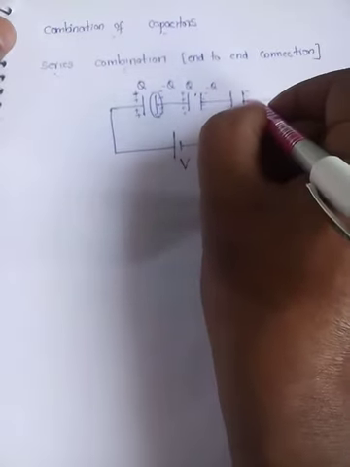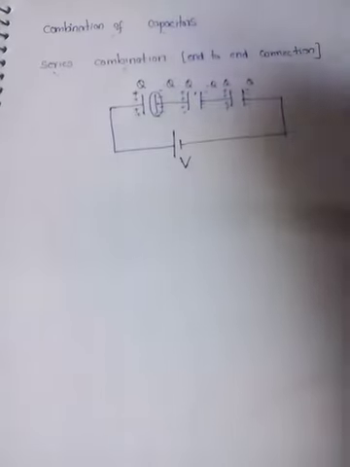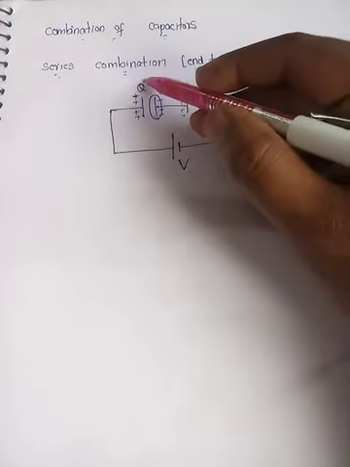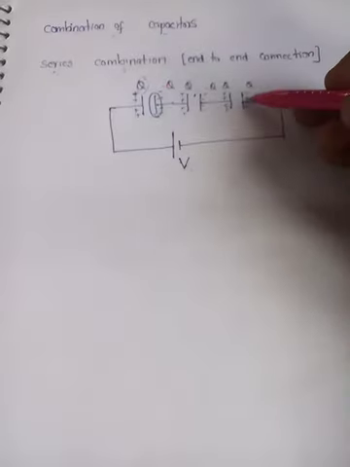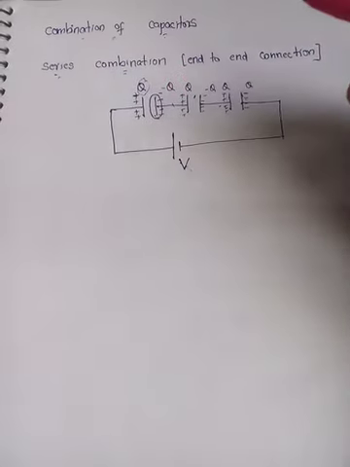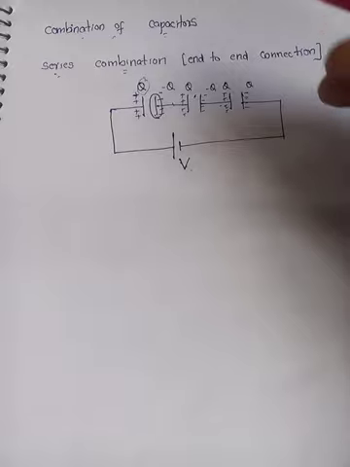See, here it gets negative charge, here it gets positive charge. So what is the charge in the first plate? It induces the same charge in the second plate and third plate, or second capacitor and third capacitor. So in series combination of capacitors, we can say that charge is constant, right?